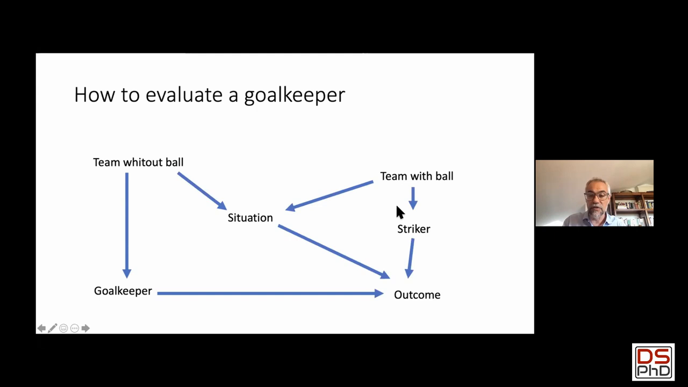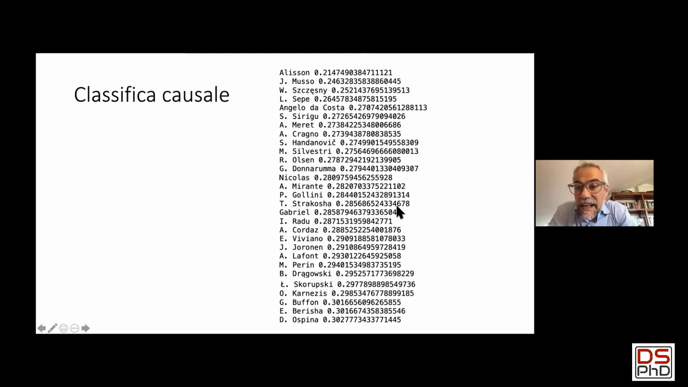And by this causal classification, Alisson Becker is still the best goalkeeper. And if you want to have an objective idea of the evaluation of goalkeepers, you can go to Transfermarkt and watch the value in millions of euro of each keeper. So we have Alisson Becker as the best goalkeeper by far. And actually, Alisson Becker is evaluated, if I don't fail, something like 70 million euro by his team.